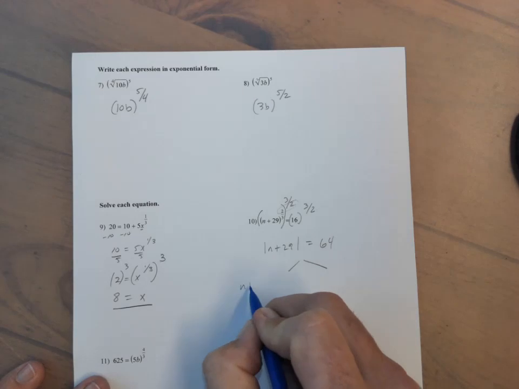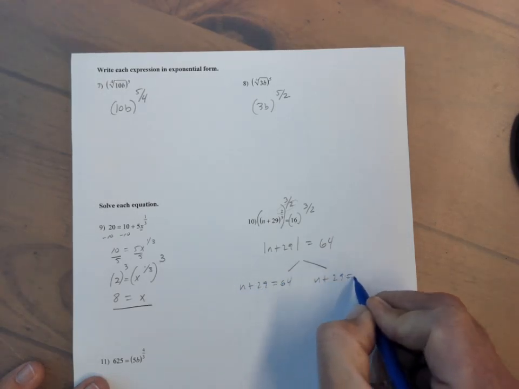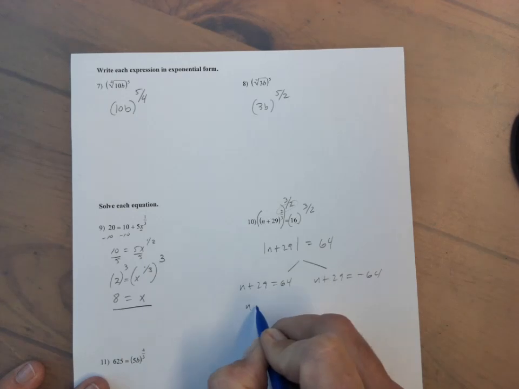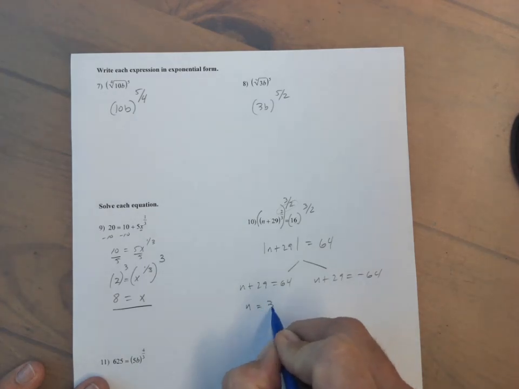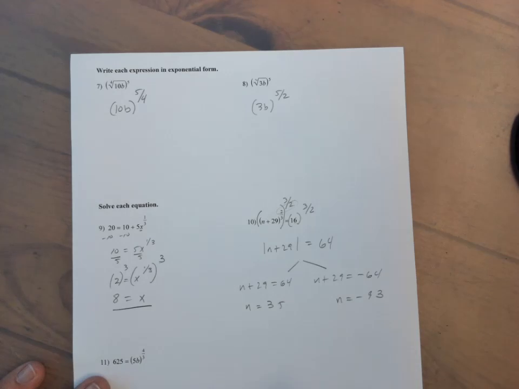And so now we have an absolute value equation. We set that equal to the positive and the negative. And we end up with 35 and negative 93.